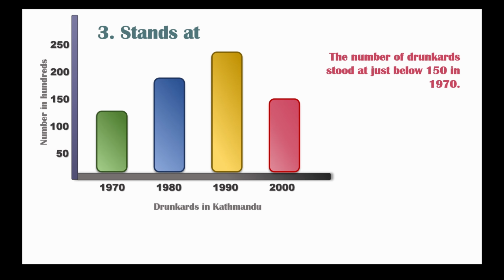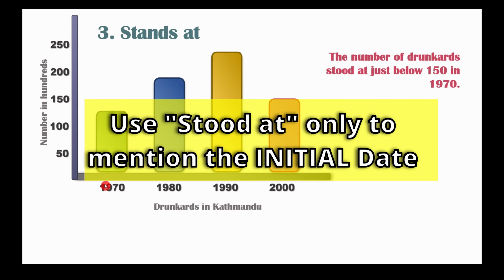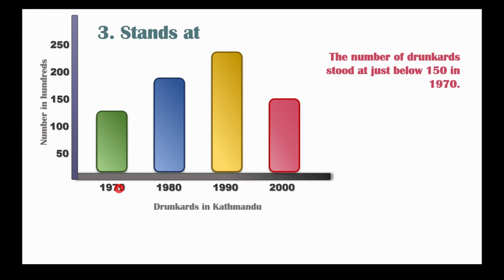But take another note here, because this is very, very important. You can use stood at only while mentioning the initial phase or the initial date. Here, 1970 is the initial date. You cannot write the number of drunkards increased and stood at almost 200 in 1980. You cannot use stood at while explaining the data of 1980. Why? Because 1980 is not the initial data. However, you can use comprised or constituted anywhere you want. So this is a small limitation of the verb stood at.